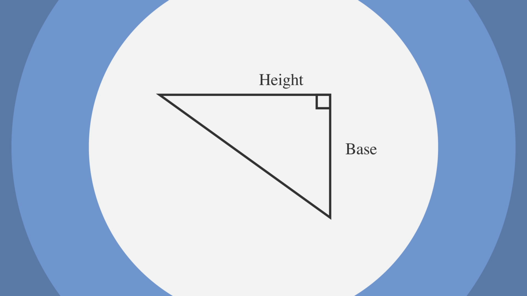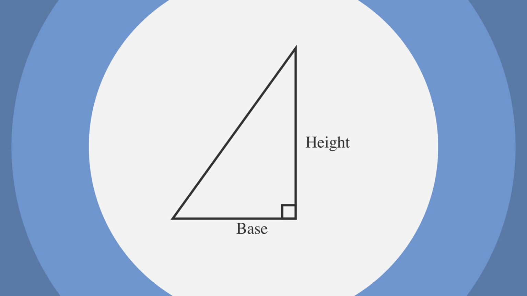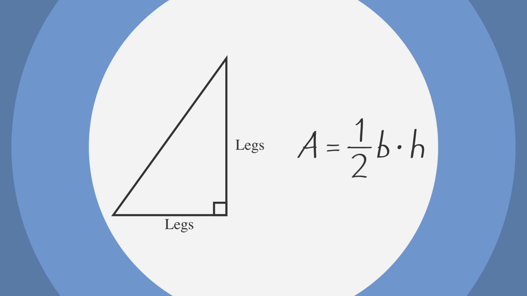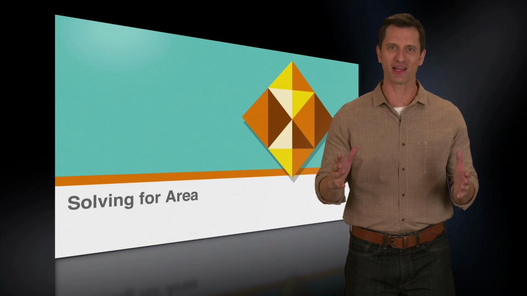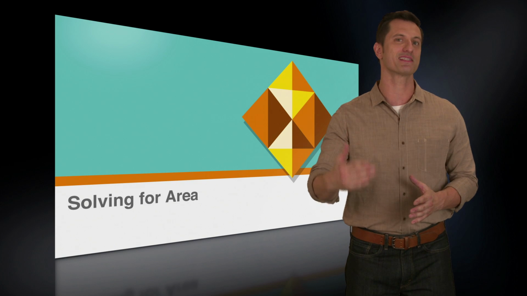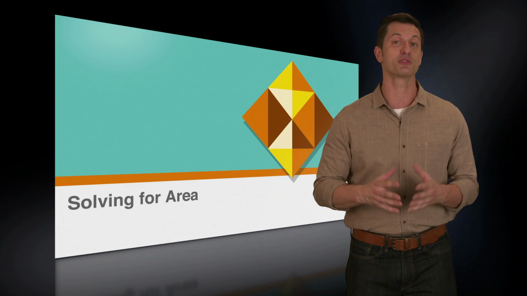Base and height are easy to identify quickly in the case of right triangles, no matter how the triangle is oriented. This is because the legs of the triangle are already perpendicular to one another. This makes it easy to solve for the area using the formula area of a triangle equals 1/2 base times height. How was that? Not too bad, right? Just remember to solve it step by step so you don't make unnecessary errors by rushing.